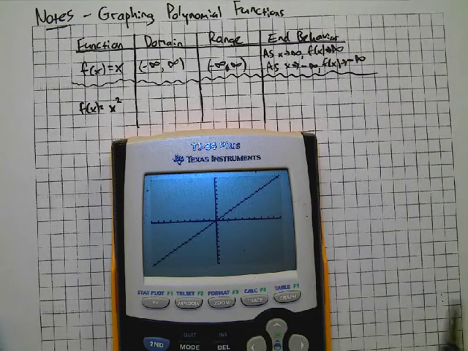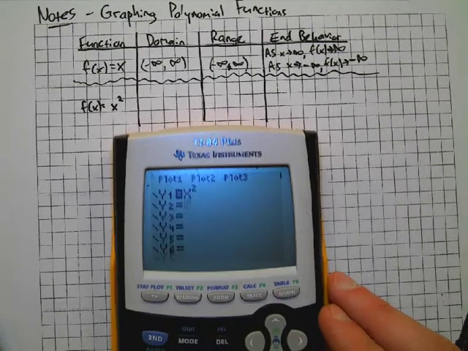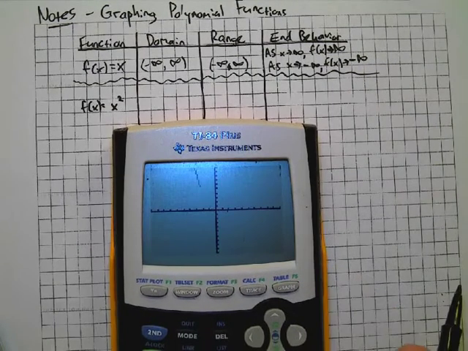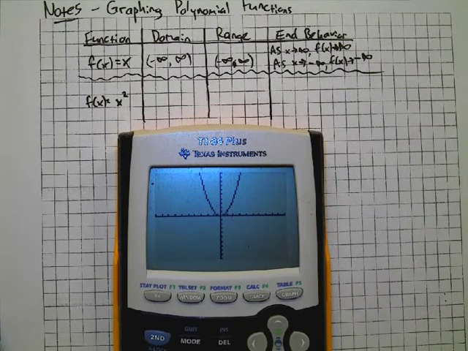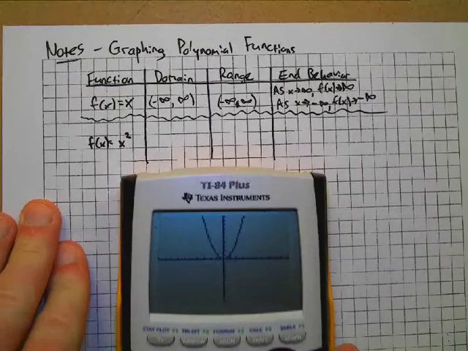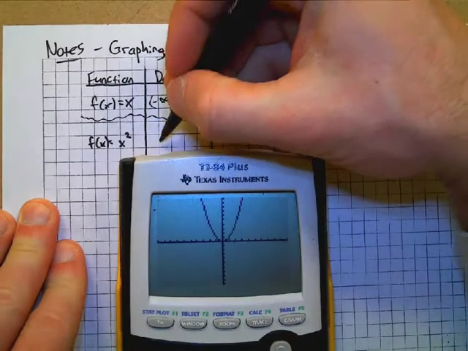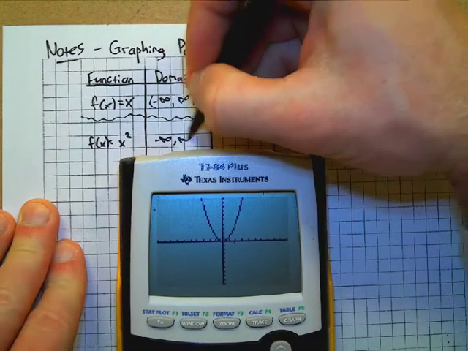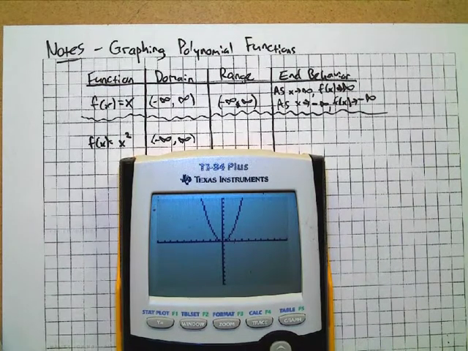So let's take a look here at x squared. Graph it. And there's x squared. So let's see here. Garrison, what is the domain of x squared? Negative infinity to infinity. That's right. We're going all the way to the left. We're going all the way to the right. You got it. Thanks, Garrison.